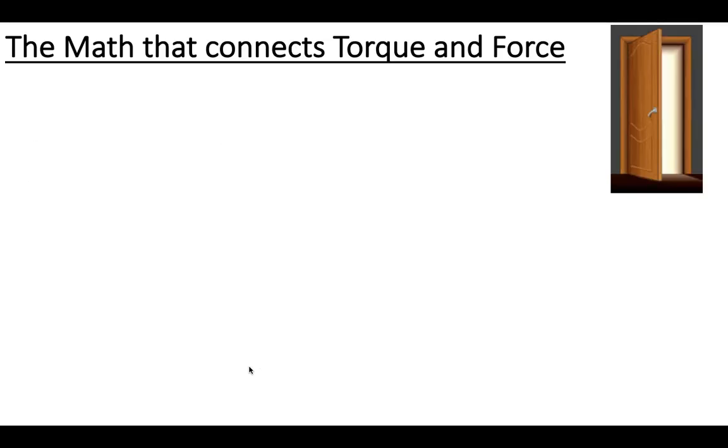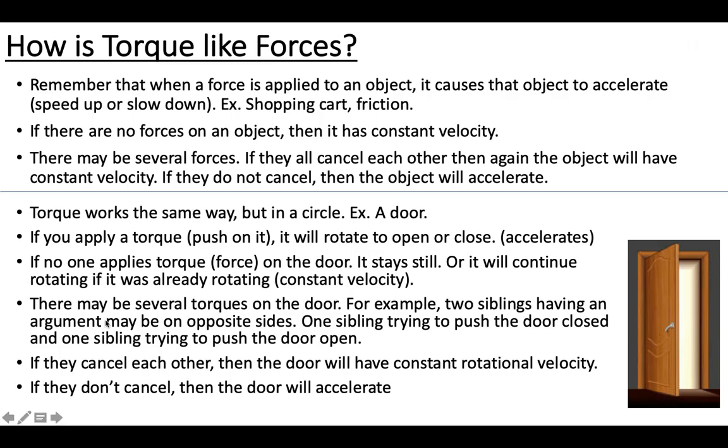All right, so that's how these two line up. If you notice, some of these bullets line up almost word for word, except with torque instead of force. Like the first bullet here goes with the second bullet down here. If you exert a force, then that object will accelerate. If you exert a torque, then you cause it to accelerate, just in a circular direction. It'll rotate. Second bullet, if there's no forces on something, then it has constant velocity. Same thing with torque. If there's no torque, then it stays still, or will have constant velocity.